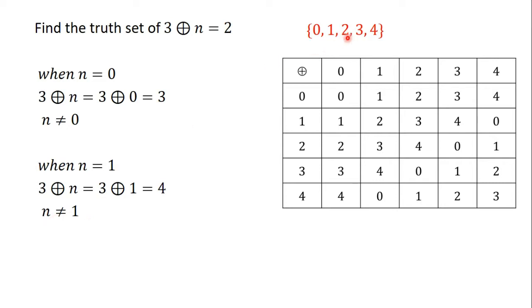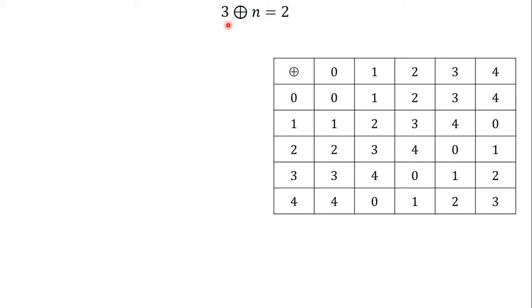So we are going to try out the next number in the set, which is 2. When n is equal to 2, 3 plus n becomes 3 plus 2. From the table, 3 plus 2 will give us 0. But we know that from our equation, 3 plus n is giving us 2. So if n is equal to 2, then 3 plus 2 should give us 2. But we have seen from the table that 3 plus 2 is giving us 0. That means that n is not equal to 2.